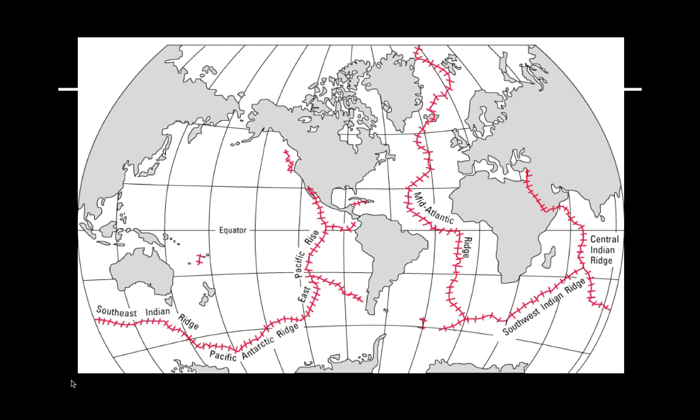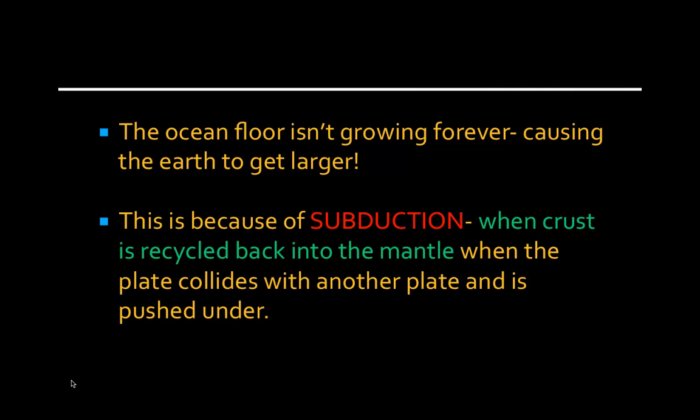Well, if the seafloor is spreading, wouldn't that mean that the Earth is going to get bigger and bigger? The truth of the matter is it's not going to grow forever, causing the Earth to actually get larger. This is because of something called subduction. Sub means under. Subduction occurs when the crust is actually recycled back into the mantle when the plate collides with another plate and is pushed under it.